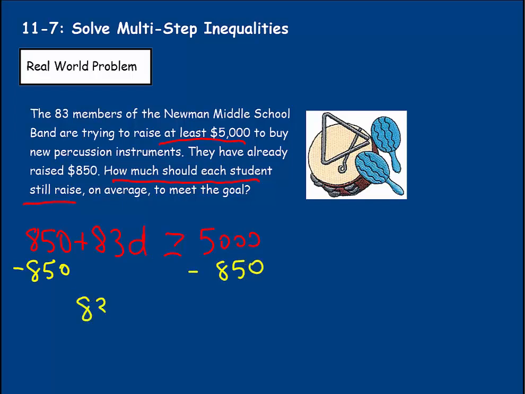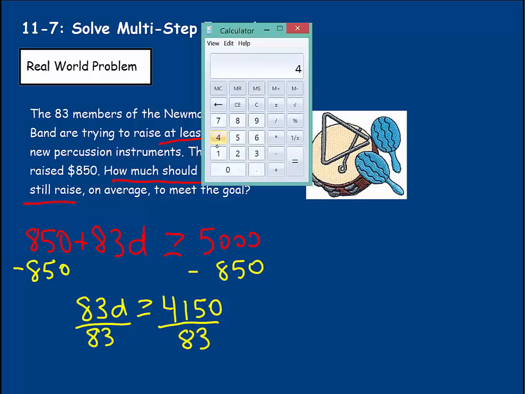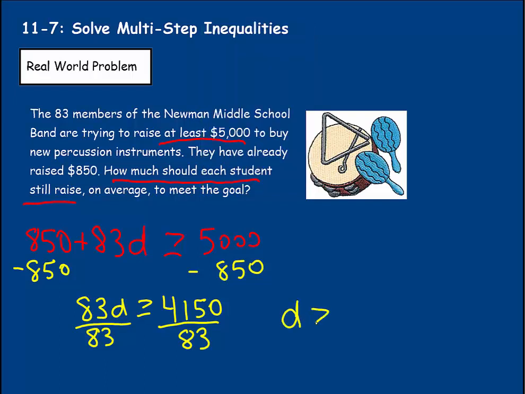So the 83 students raising whatever they raise on average is greater than or equal to, now it's $4,150. So after that $850 is taken away, they only have to raise that much now. Then to solve for what each student has to raise, we could divide by the 83 students. So let's do that division here. 4,150 divided by 83 is going to equal 50. So the amount of dollars that each student needs to raise needs to be greater than or equal to $50.